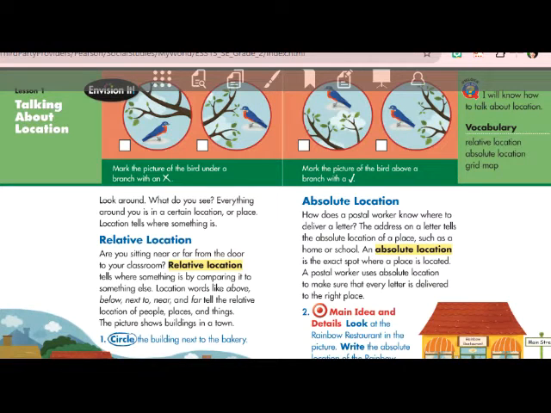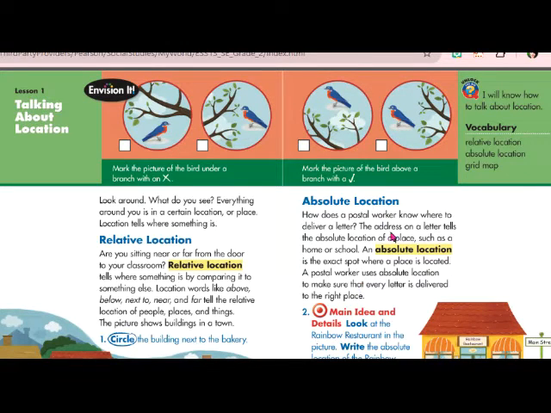They're right here on pages 86 and 87. Relative location tells where something is by comparing it to something else. Location words like above, below, next to, near, and far tell the relative location of people, places, and things. Absolute location is different. The address on a letter tells the absolute location of a place, such as a home or school. An absolute location is the exact spot where a place is located.